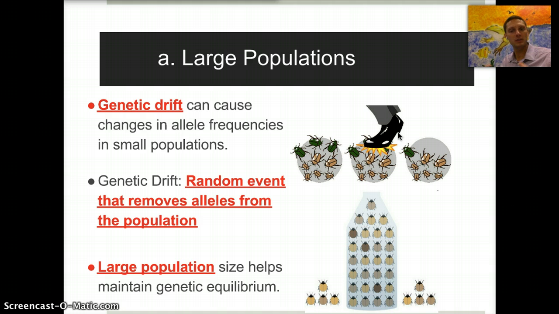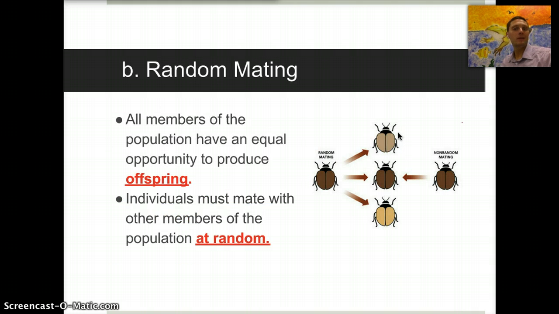If the population is really small, this is going to have really big consequences on the population, because basically all of those green alleles are going to be eliminated or removed. Whereas if the population is large, this random chance event like genetic drift may not have such a large overall impact on the population. Additionally, large population size helps to maintain genetic equilibrium, helps to keep the population a little bit more genetically balanced. Random mating is pretty straightforward, and basically this is the idea that members of the population have an equal opportunity to produce offspring, that individuals select their mates randomly rather than based off of different characteristics.